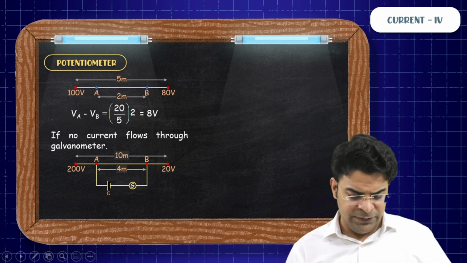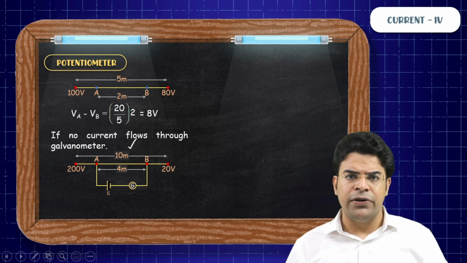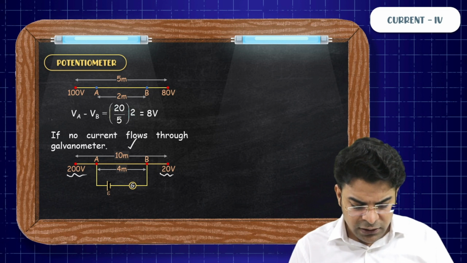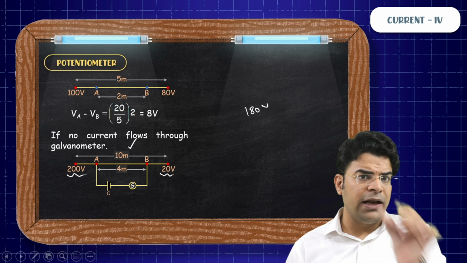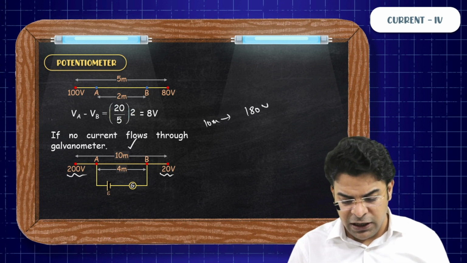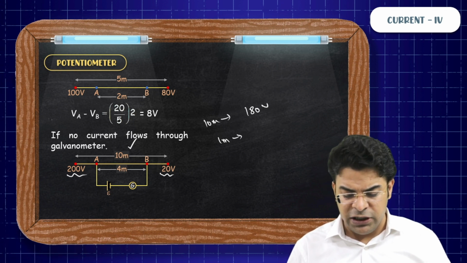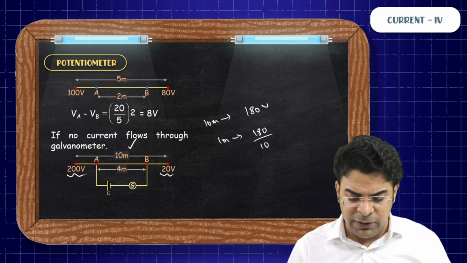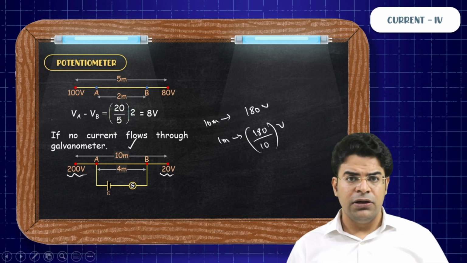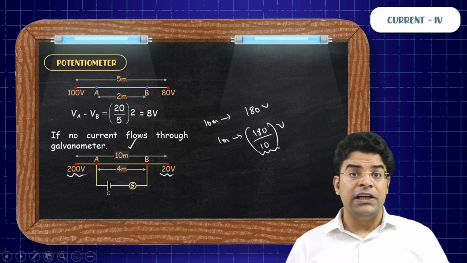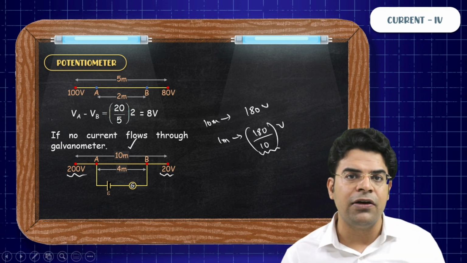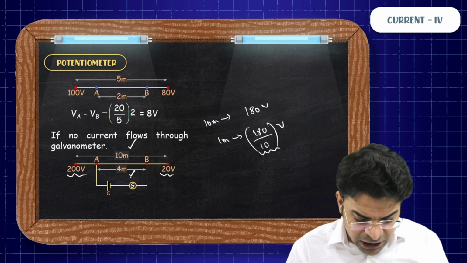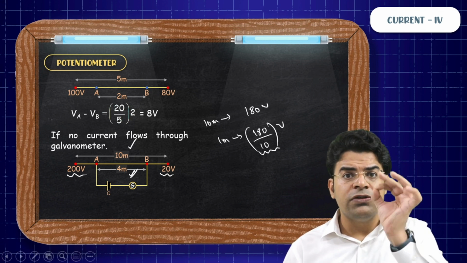So you will say, sir, see, in a length of 10 meter, the potential drops by 180 volt. So in a length of 1 meter, the potential will drop by 180 by 10 volt, right? Now this 180 by 10 volt is the potential drop in 1 meter length of wire. This is the potential gradient. So in 4 meter length of wire, how much will be the potential drop?